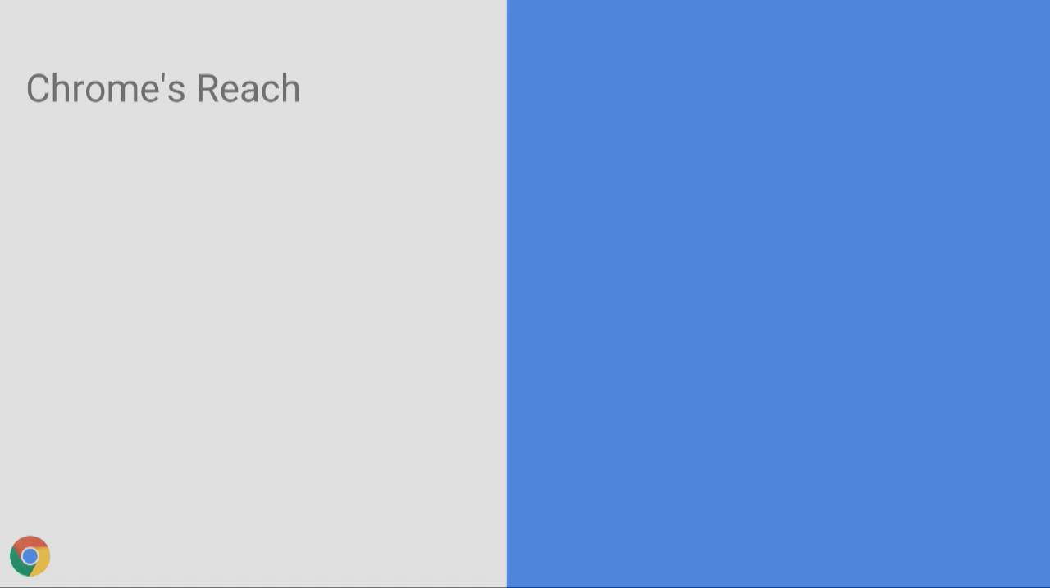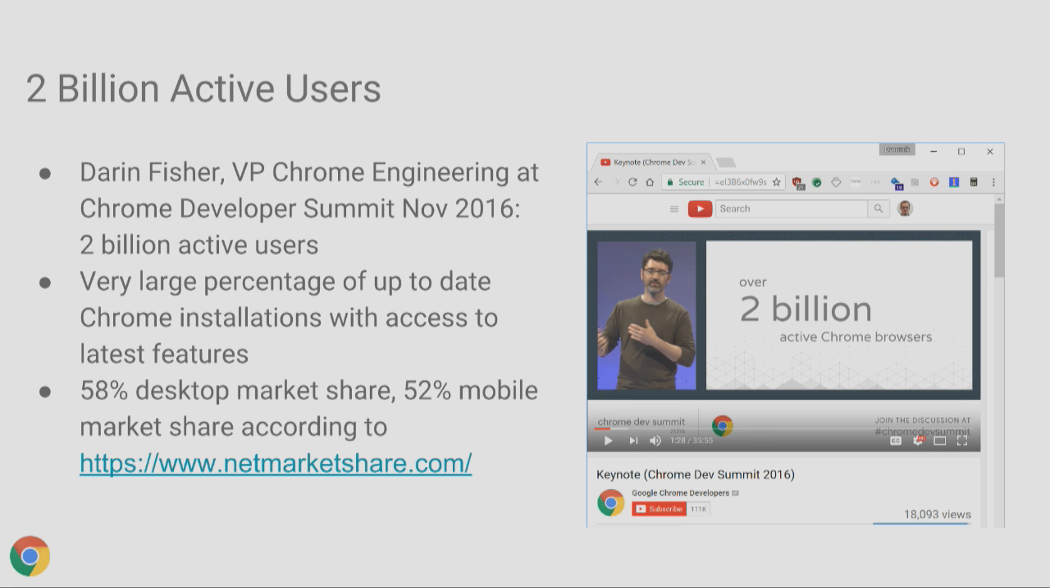So to start with, let's talk about Chrome's reach. Here you see the VP of Chrome Engineering at the Chrome Developer Summit in November 2016 explaining that we have 2 billion active users. That's a really large number, and a lot of those users are on the latest versions of Chrome. We have 58% desktop market share and 52% mobile market share according to statistics from NetMarketShare. So when we start shipping variation fonts in Chrome, there's going to be a really large number of users that will be able to use it right away.